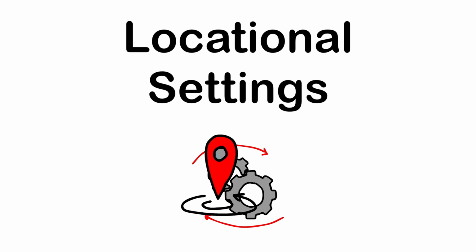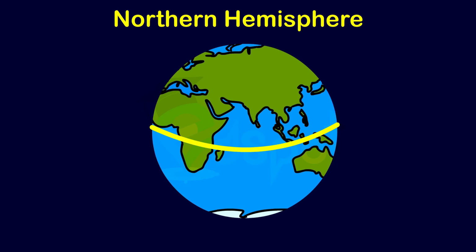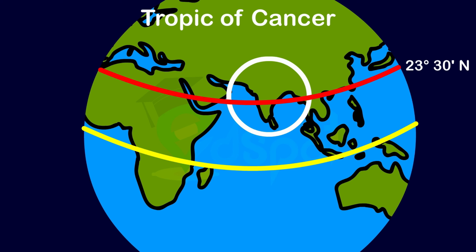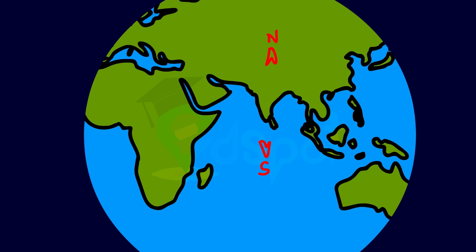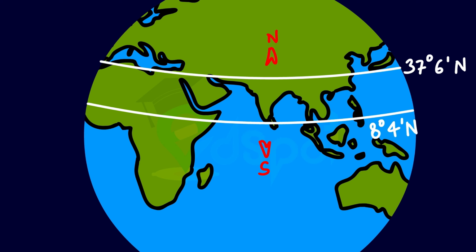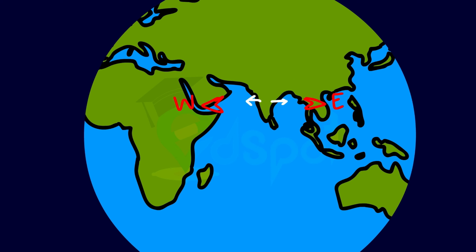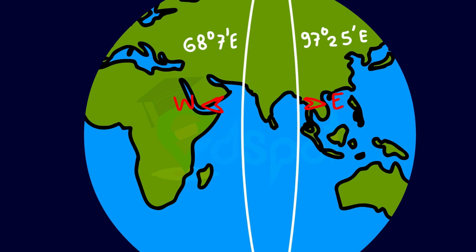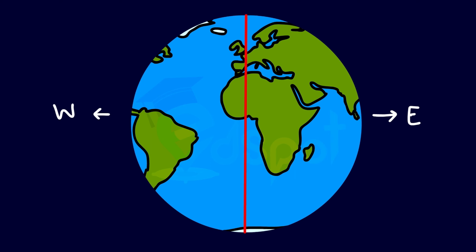Locational setting. India is located in the northern hemisphere. The Tropic of Cancer, 23 degrees 30 minutes north, passes almost halfway through the country. From south to north, the mainland of India extends between 8 degrees 4 minutes north and 37 degrees 6 minutes north latitudes. From west to east, India extends between 68 degrees 7 minutes east and 97 degrees 25 minutes east longitudes. If we divide the world into eastern and western hemispheres, which hemisphere would India belong to?